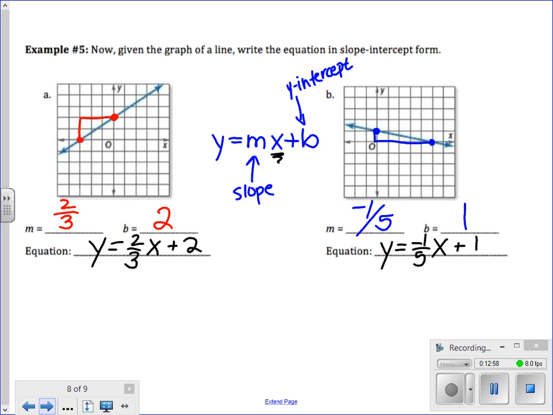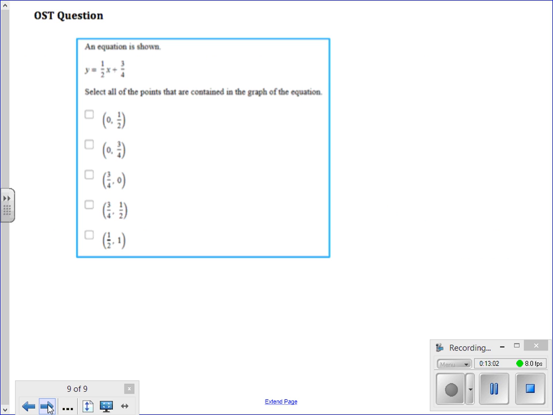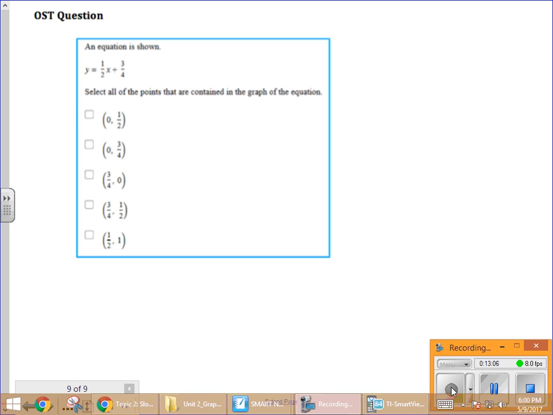All right, let's see. We have one more question here. This is an OST question from the Ohio State test. In order to be successful for this OST style question, you need to have a graphing calculator. You don't have to have a graphing calculator, but it's going to make this question so much easier.